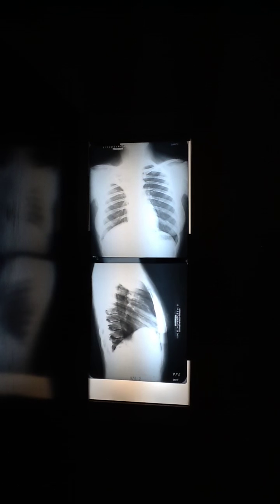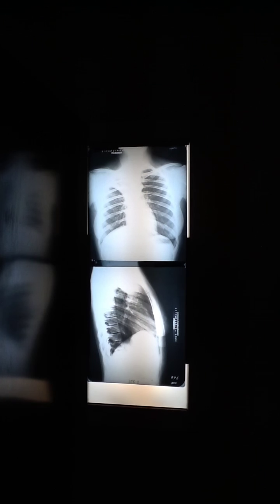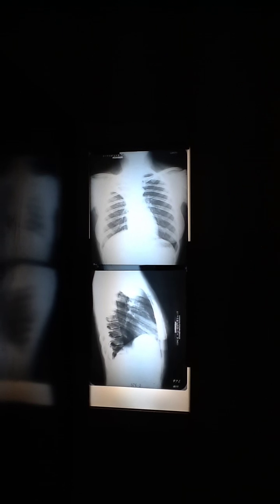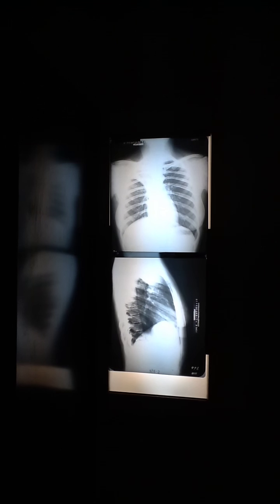Where's the obstruction? The obstruction is in whatever's feeding the lung that's collapsed. So what's feeding the right upper lobe? Right upper lobe bronchus. It's not the main stem bronchus. It's not the middle lobe bronchus. It's not the lower lobe bronchus. It's the right upper lobe bronchus, isn't it? So we know exactly where the obstruction is. Exactly where it is from the x-ray.